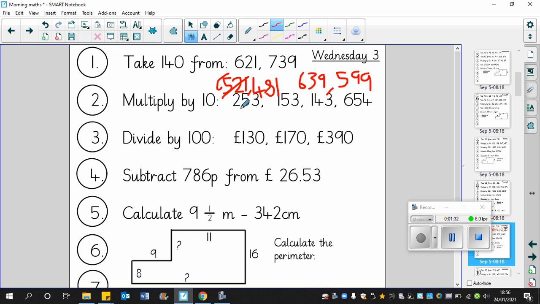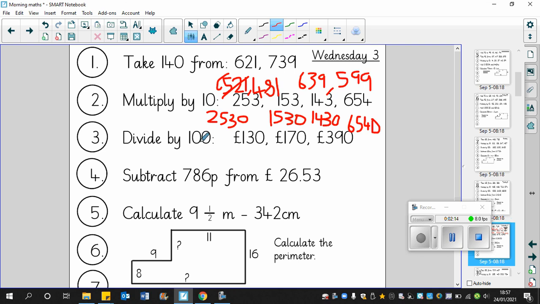Okay, question number 2, multiply these numbers by 10. These are fairly straightforward, so I'll go through these fairly quickly. So 2,530, and then 1,530. And for the third one, 1,430, and for the last one, 6,540. So therefore that's the answer to those questions.